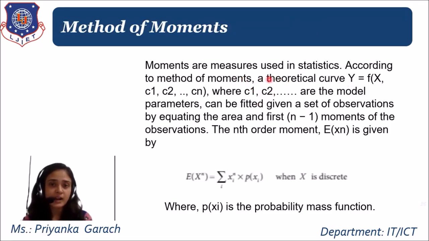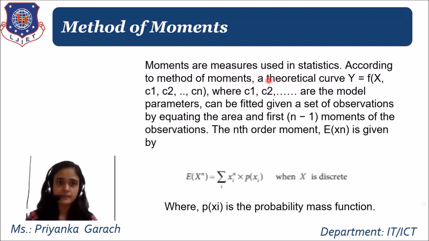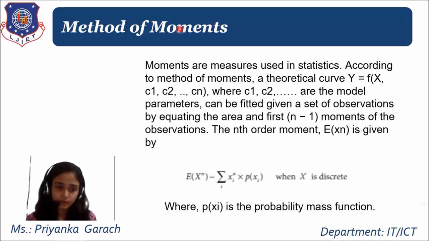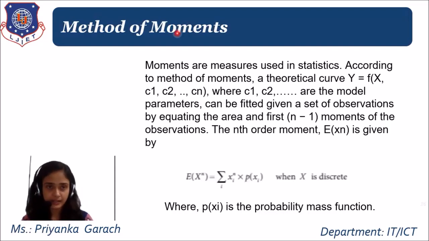The method of moments are the measures that are used in statistics. Now, what do we mean by moments over here? Moments are a set of statistical techniques, or we can say a set of parameters, which is used to measure distributions. In distributions, we have different measures like the standard deviation, the mean, the variance. That set of parameters which is used to measure the distribution is called the moments in statistics. So we have to see over here the method of moments.